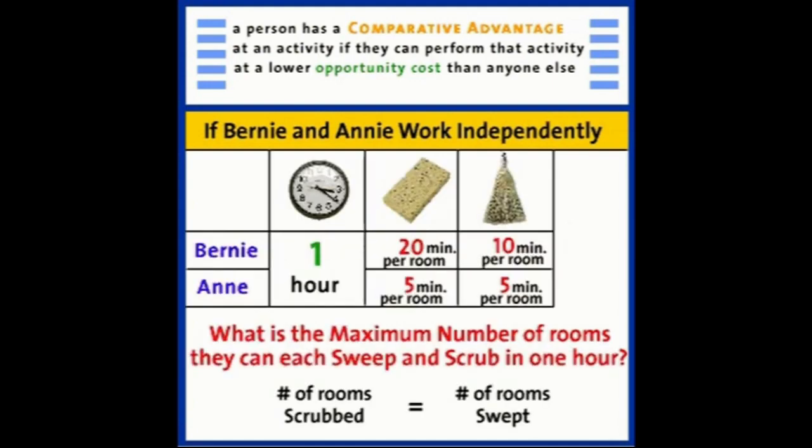Bernie can sweep 2 rooms, and that takes him 2 times 10 minutes each for a total of 20 minutes worth of sweeping. That leaves him 40 minutes for scrubbing, and since it takes him 20 minutes to scrub a room, 40 minutes divided by 20 means that he has time left to scrub the 2 rooms. So if Bernie works by himself, then he is able to sweep and scrub 2 rooms each. So it looks like that point would be right here on the diagram. Bernie working by himself winds up scrubbing 2 rooms and sweeping 2 rooms.